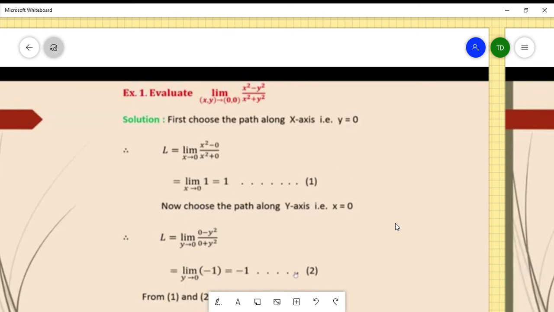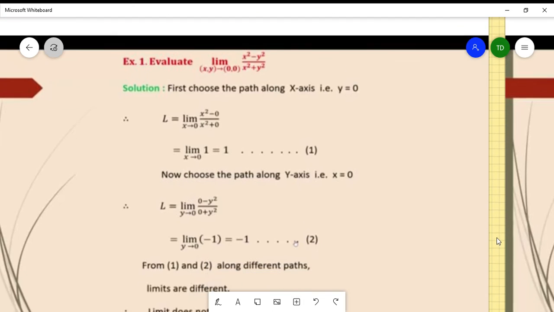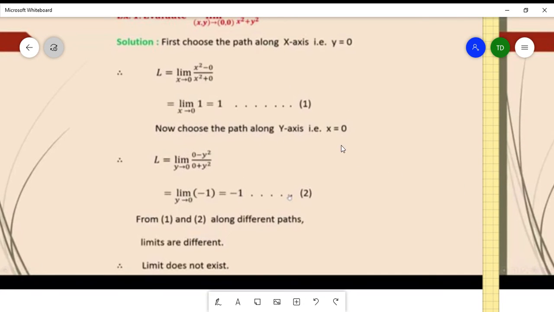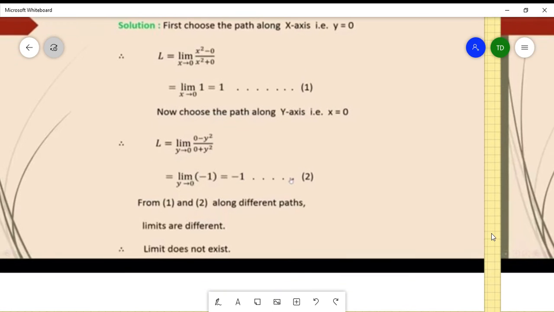If we choose the path along the y-axis, we have to put x equal to 0, so the limit now rests on y. It becomes 0 minus y square upon 0 plus y square. Again cancelling y square, the function remains as minus 1, and now to apply the limit there is no y, so the answer is minus 1. We chose only two paths, x-axis and y-axis, and we got two different values. Limits cannot be different, which means the limit does not exist.